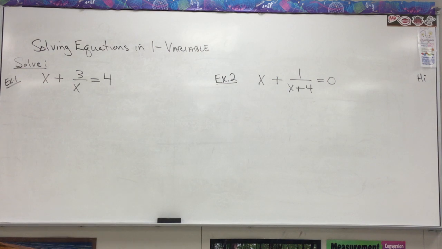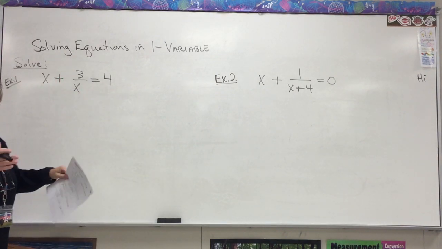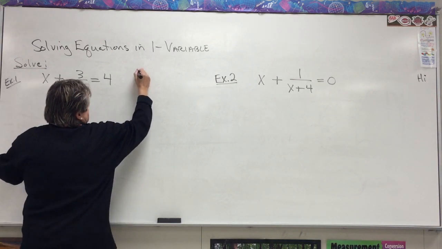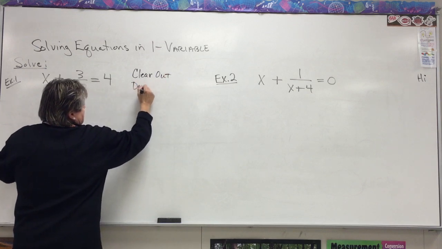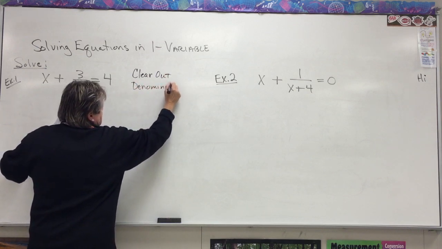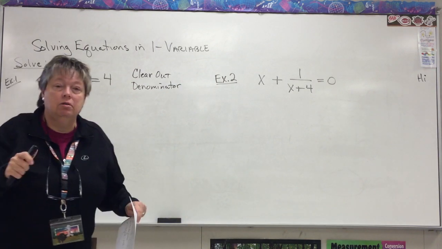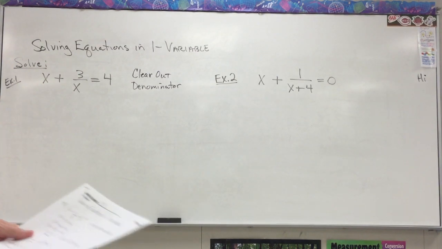So how do we solve something like x plus 3 over x equals 4? Well, what I would recommend, or the little phrase I like to use, is we want to clear out the denominator. Okay, so we want to pick something to multiply through by so that we can get rid of that variable that's trapped in the denominator.